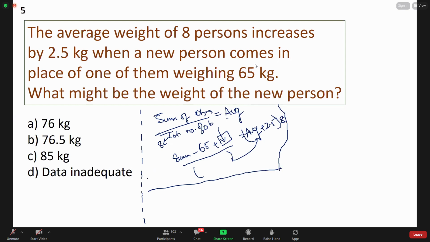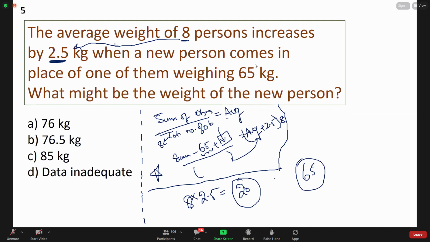I'll tell you one small observation that you can make. The total number of people is 8 and the average weight increased by 2.5 kg. So what is the total weight that increased? The total weight that increased was 8 into 2.5, which is 20. What is the weight of the person who just left here? 65. The person with weight 65 has left, but the overall weight increased by 20. So what would be the weight of the new person here?